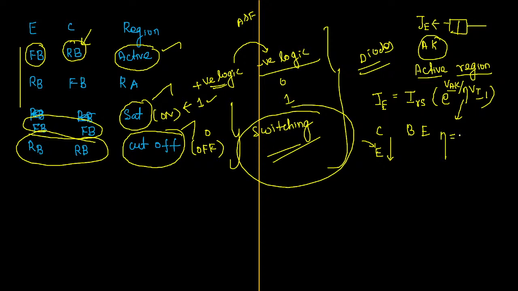Actually, what happens is that we keep this value based on the type of device that we are using to design the diode. Now we can design a diode in two ways. One is with the help of silicon, another one is germanium.